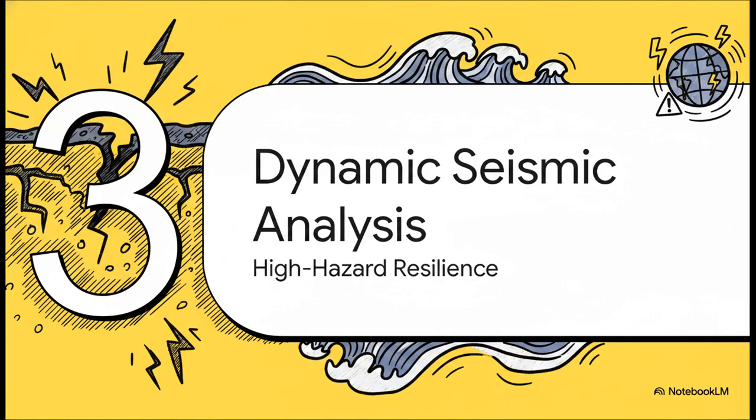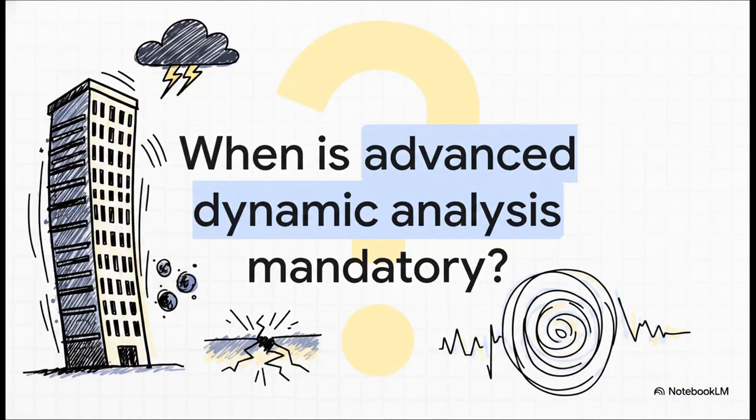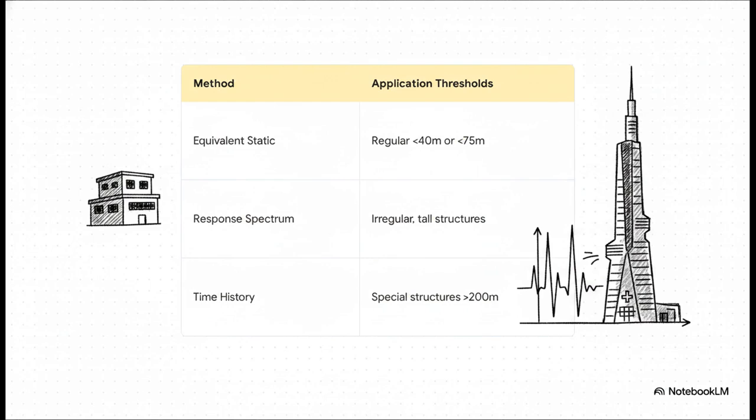All right, let's shake things up with Section 3, Advanced Seismic Dynamic Analysis. As standard static methods become pretty much obsolete for complex structures, we have to ask ourselves a critical question during the pre-construction phase. What are the specific triggers that actually mandate advanced dynamic analysis? Well, according to standards like IS 1893, traditional equivalent static methods are really only permissible for regular low-rise buildings.